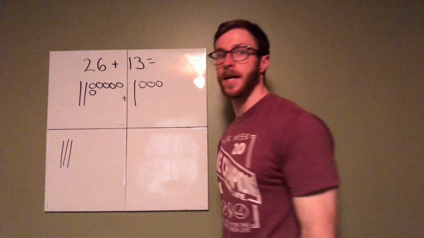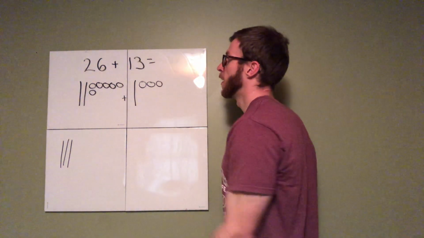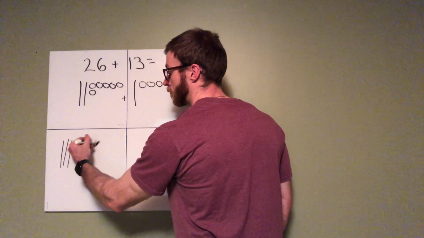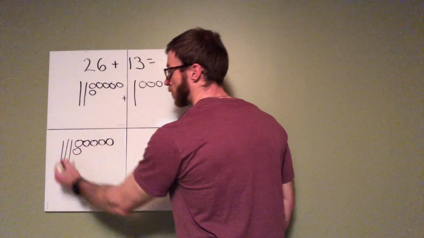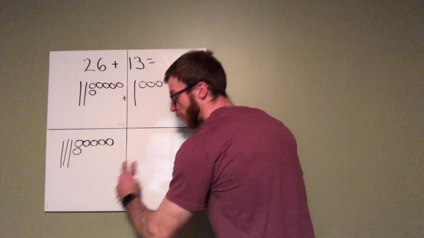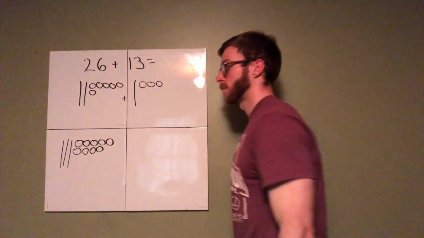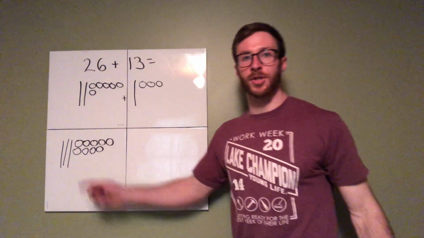So I'm adding my tens together. So now I have 3 tens. Then I take these 6 ones, move them down to here. Then I take these 3 ones and slide them down to here. So there we go. There's my answer in picture form.